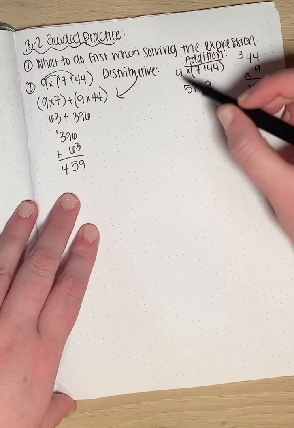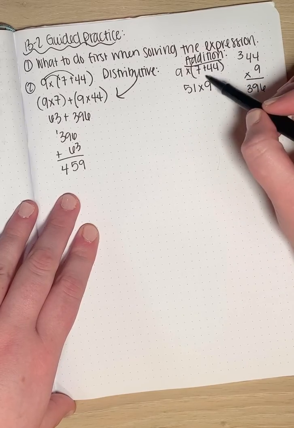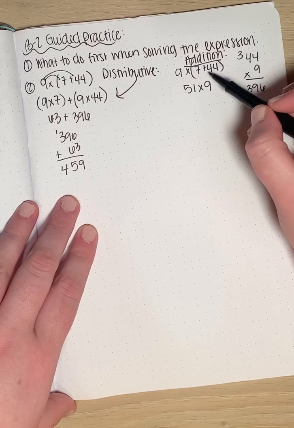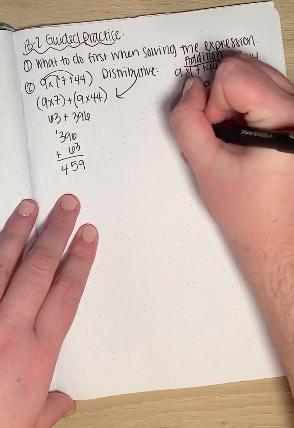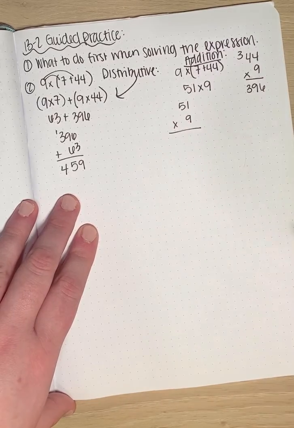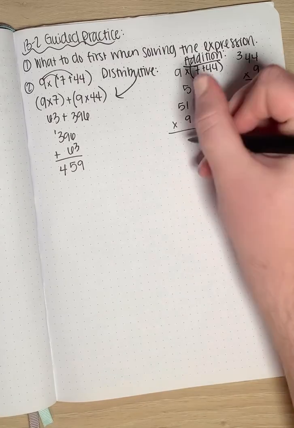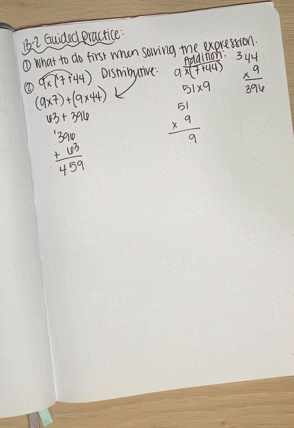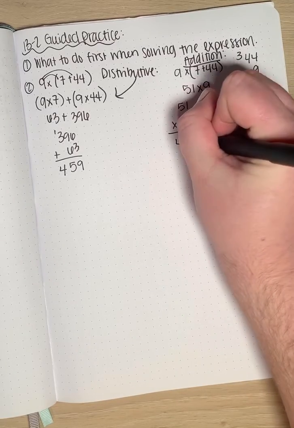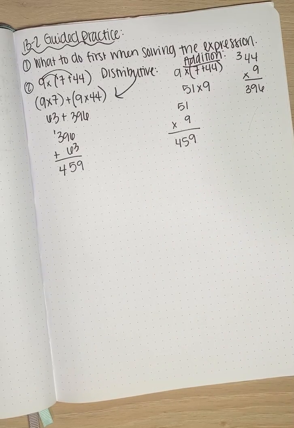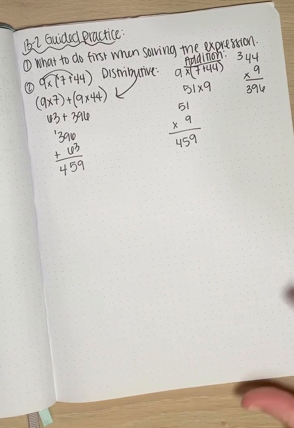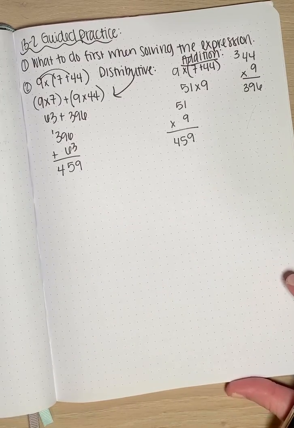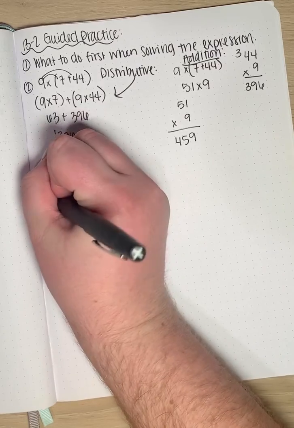Now I'm going to come over and use that addition property where I did what was in the parentheses first. So I'm going to take 51 times 9. 9 times 1 is 9. Then 9 times 5 gives me 45. So we used two different properties, but we got the same answer. All right, so now we are going to go on to question number 3.